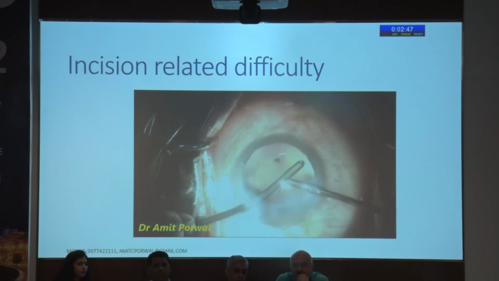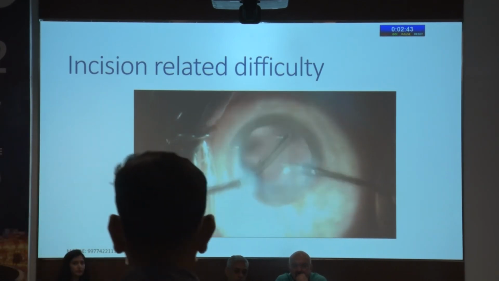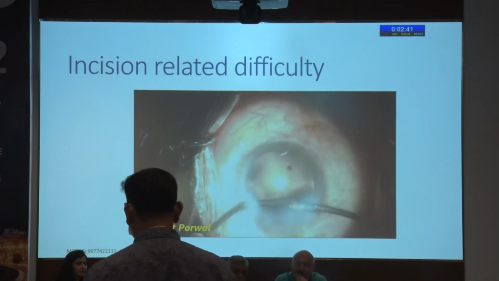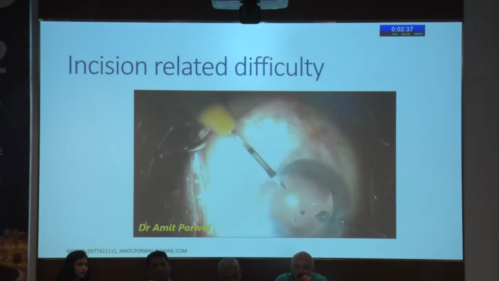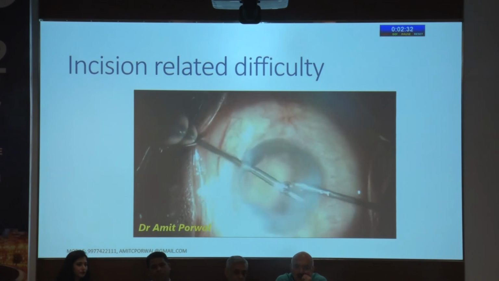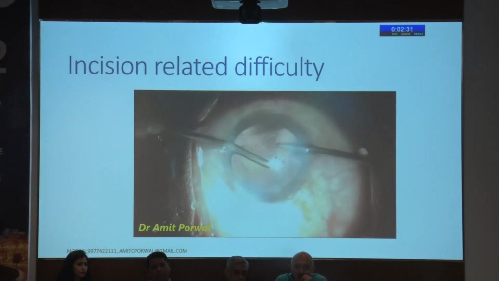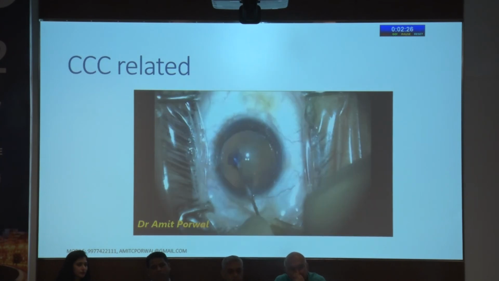You have to always make sure the wound does not keep hydrating while you are doing the surgery. Here you are not able to see the cortex below this edematous area, and this edema has occurred because of a longer and tighter incision. So I had to make one more side port to aspirate the subincisional cortex, because I was not able to visualize it properly. These are the complications if you are not doing it properly.